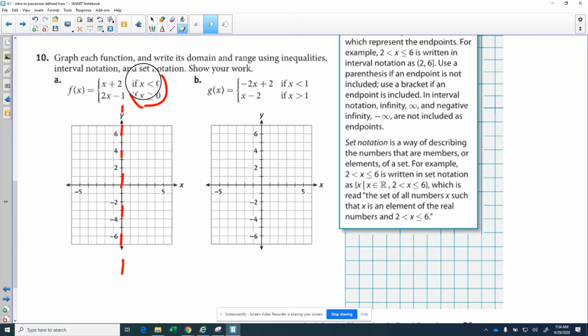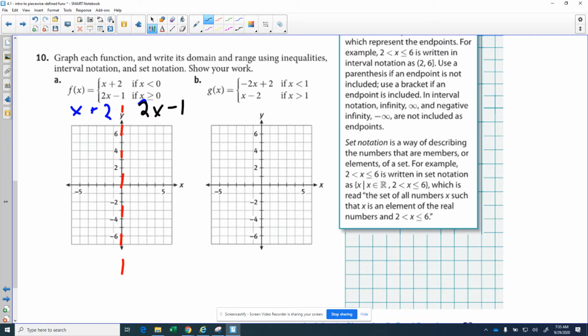At the same time, I want to know which side each equation is going to go on. This one is telling me x is less than 0, which basically tells me I want all the negative values. On the left side of my fence, going from 0, -1, -2, -3, those are all my negative values. So I can state that this left side of the graph is going to be x plus 2, which means that the right side of the graph has to be 2x minus 1.